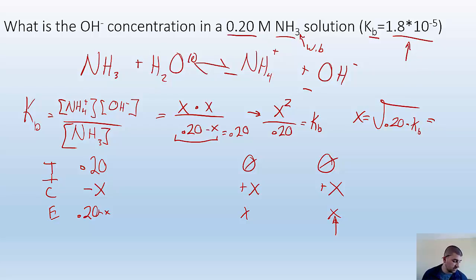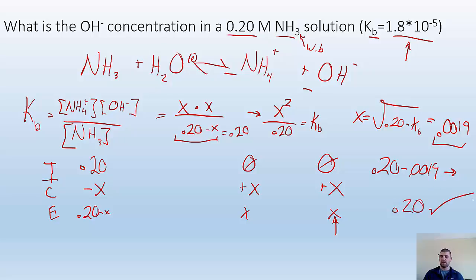And I'm going to solve for that. I'm going to punch some numbers into a calculator. And I get 0.0019. So now I want to check, hey, was that assumption okay to do? And I do that by looking at, all right, well, what is 0.20 minus 0.0019? Well, if I round that to sig figs, it's still going to be 0.20, so it's okay that I did that.